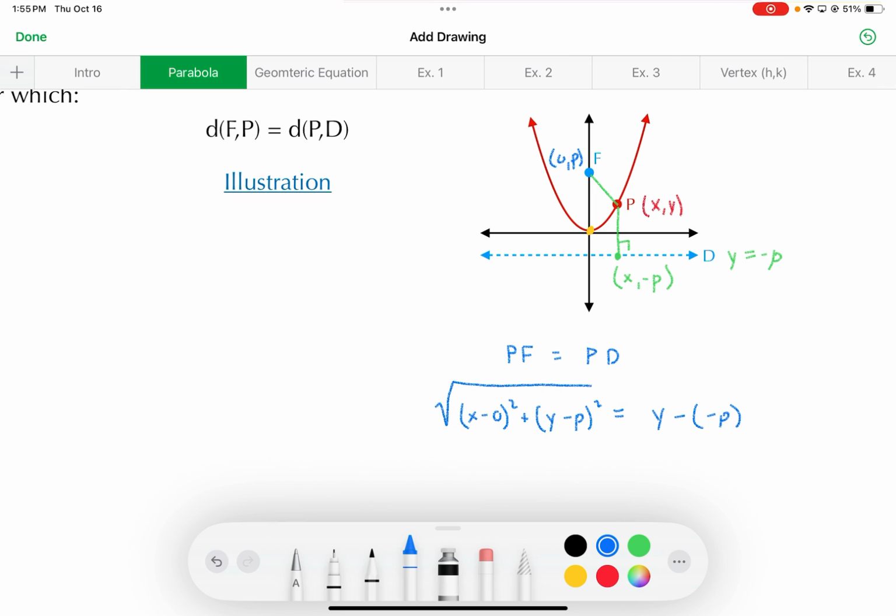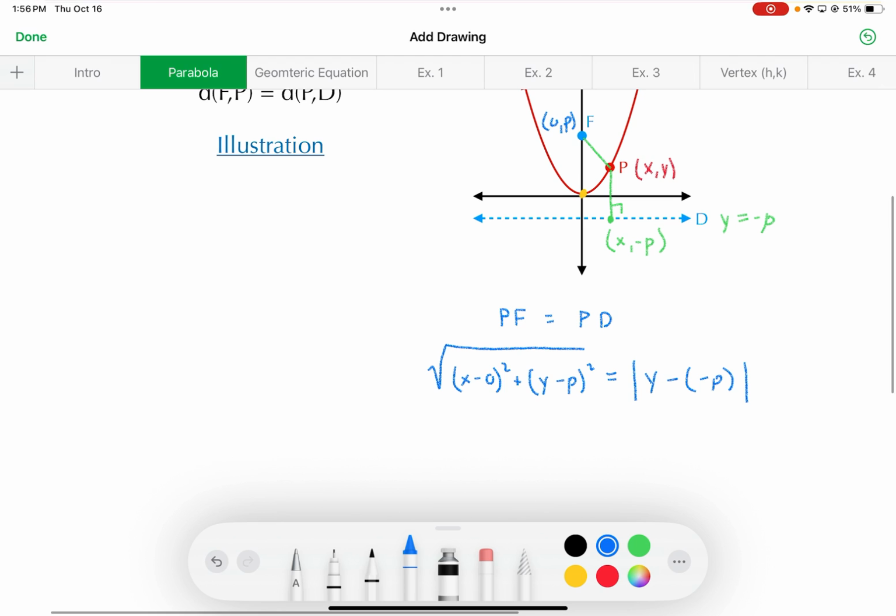But I need to make sure this works for all situations, not just the picture in front of us. So sometimes if you were to do y minus this negative p value, you'd end up with a negative number. Okay, well, this is supposed to represent a distance, right? So how do I handle that? Just some absolute value.